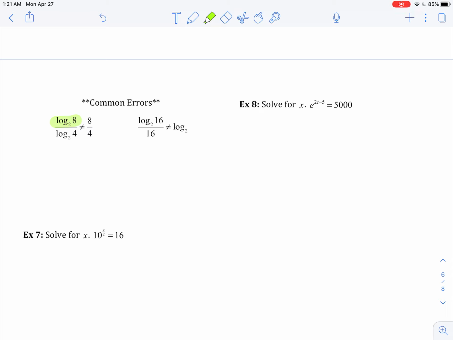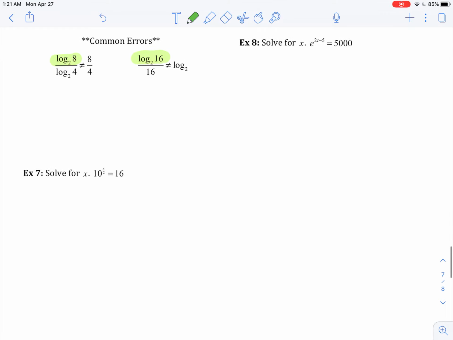Likewise, on the log of 16 base 2, you cannot just cross out the 16s. This whole quantity is a number and it has to stay together. So just be careful when you are considering crossing out quantities.